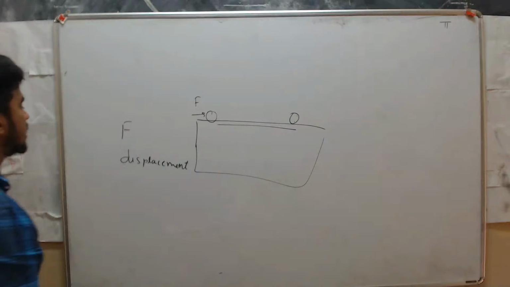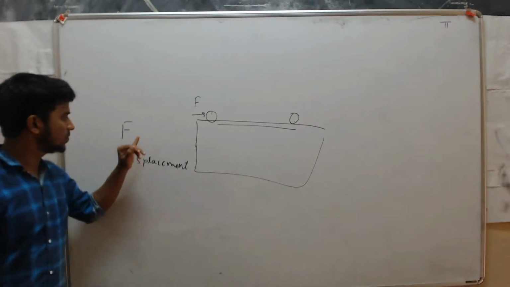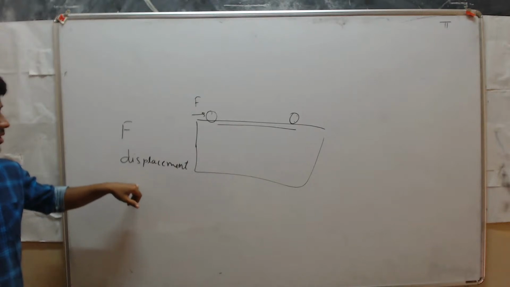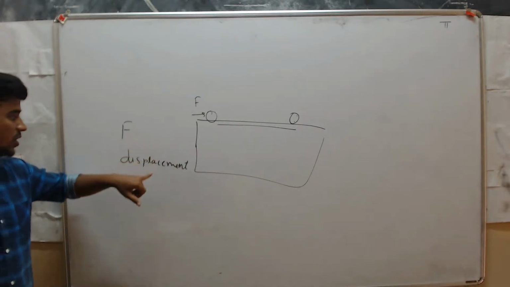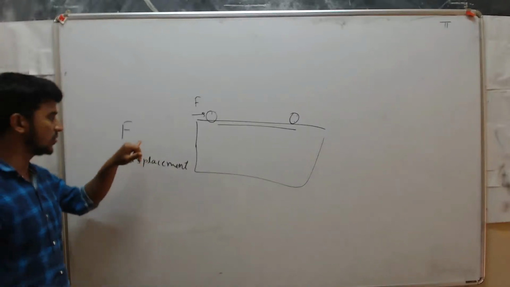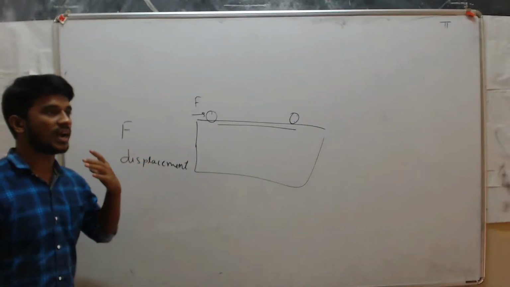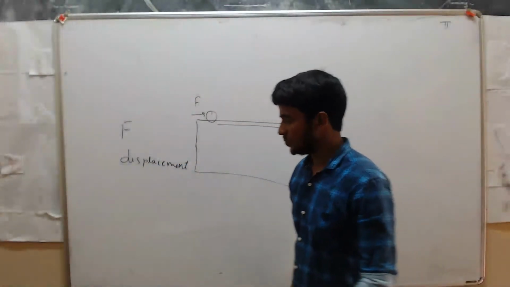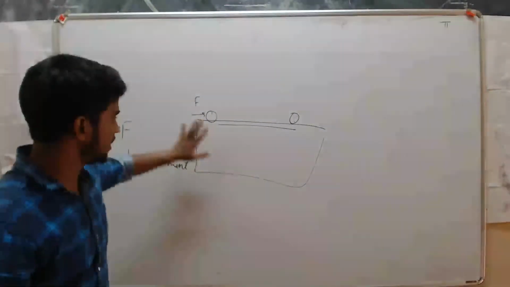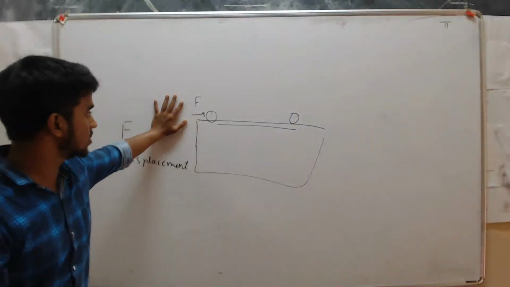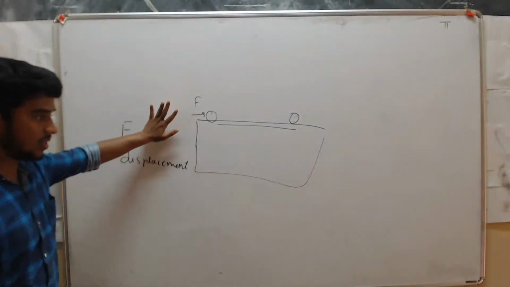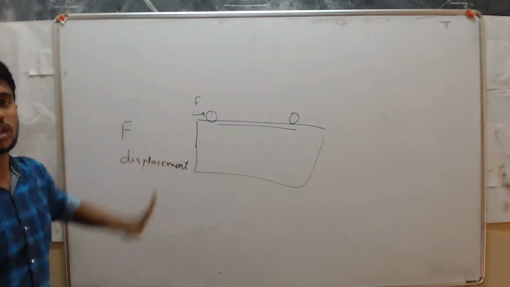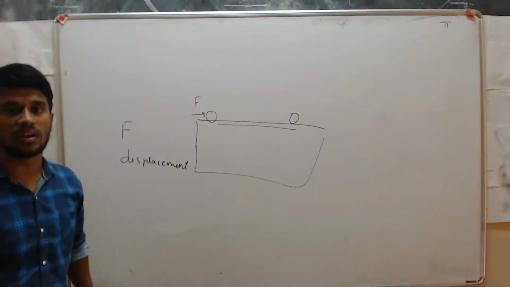See here, if any one of these two conditions does not exist, either force or displacement, then we can't say that work is done. For example, just imagine I am applying a force on this wall. The wall is not moving, right? It doesn't displace its position. So then we can say that work is not done.